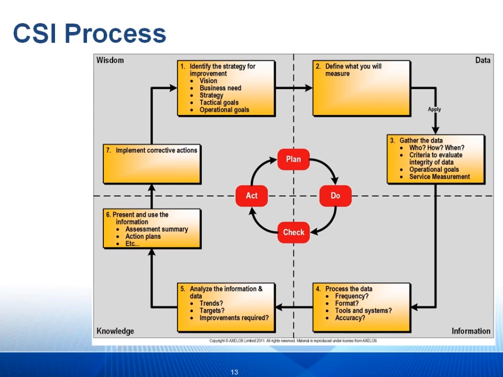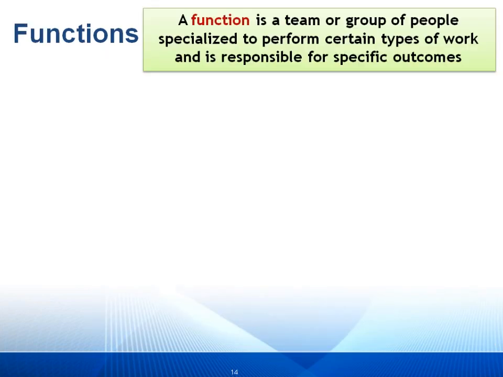For CSI, we have one process, and it's that 7-step improvement. We're going to be seeing this diagram multiple times, so I'm not going to spend time on it here. We're going to get into all the depth and detail as we move forward throughout these various lessons. But this should be something that you've seen in your foundation class, that 7-step process. We'll look at it again as we move forward.